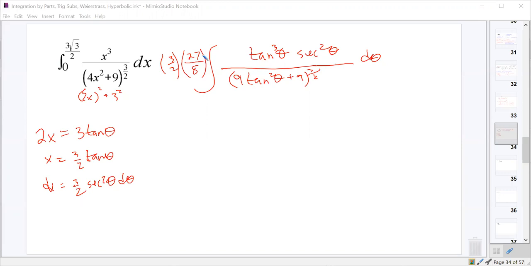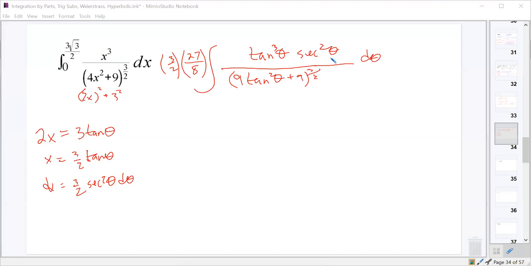Quick question: the 27/8 came from x cubed. So x cubed means we're cubing this 3 halves tangent theta, so that's 27/8 tangent cubed theta. And I just put the 27/8 out in front.